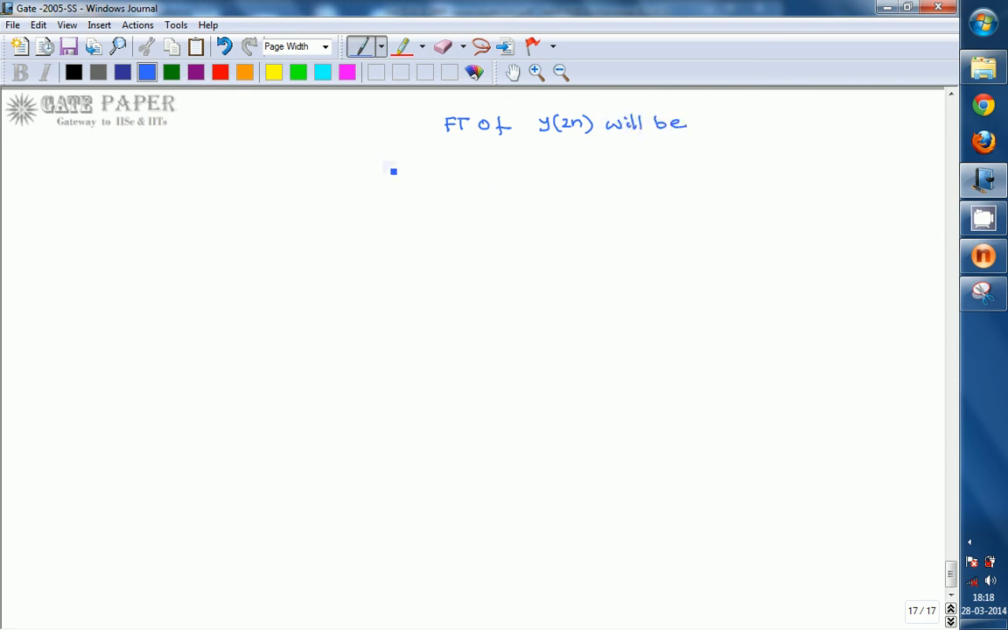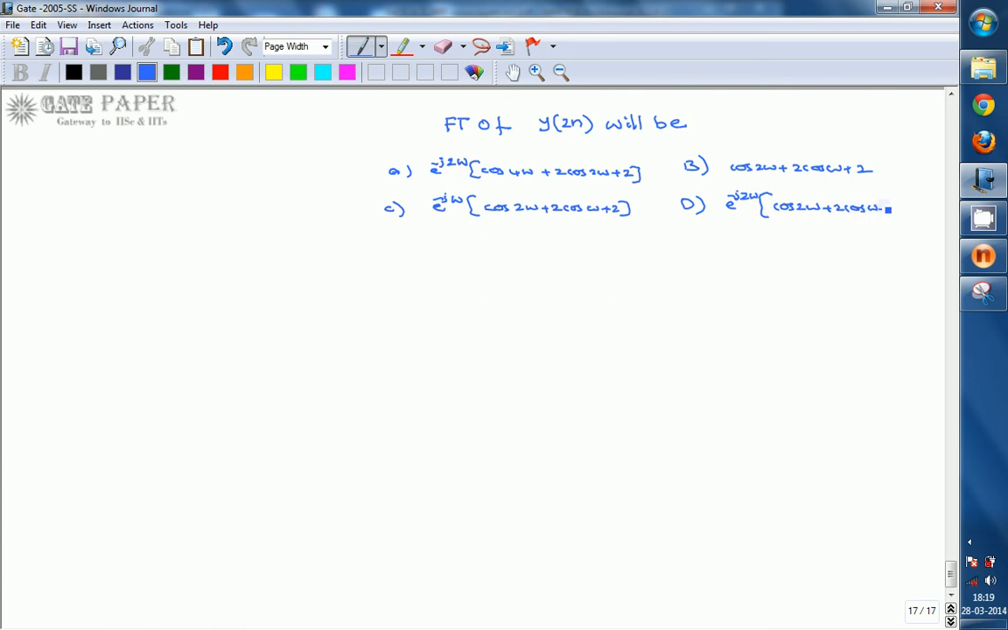So here are the given options. Option A equals e power minus j 2 omega of cos 4 omega plus 2 cos 2 omega plus 2, option B is given as cos 2 omega plus 2 cos omega plus 2, option C is given as e power minus j omega of cos 2 omega plus 2 cos omega plus 2, and option D is given as e power minus j 2 omega of cos 2 omega plus 2 cos omega plus 2.